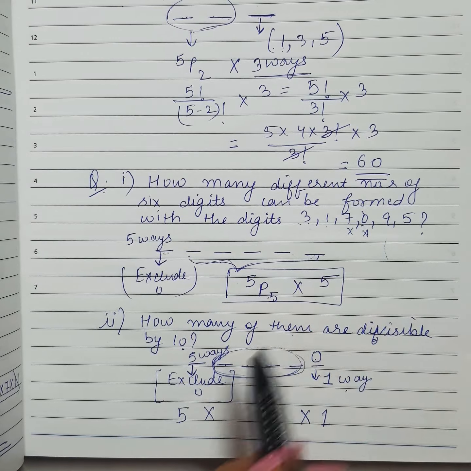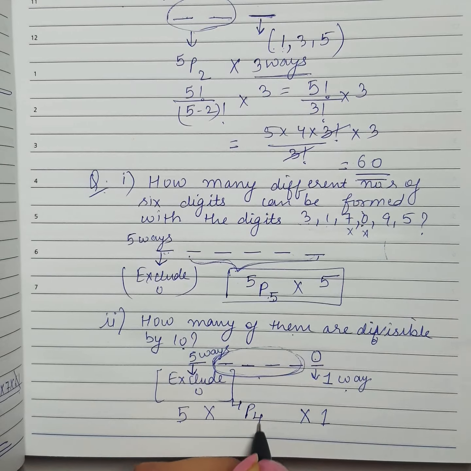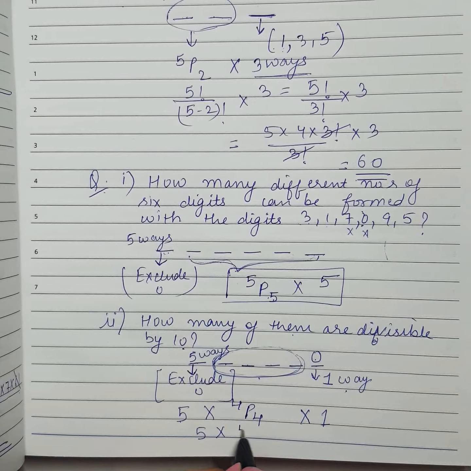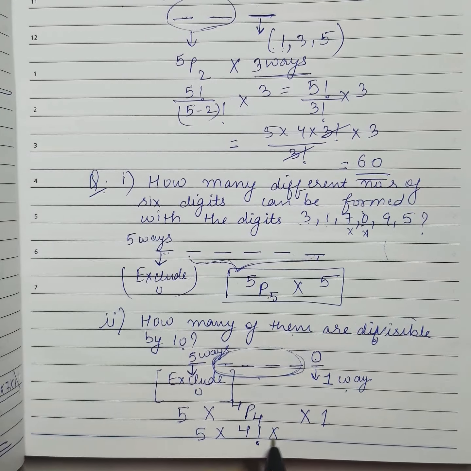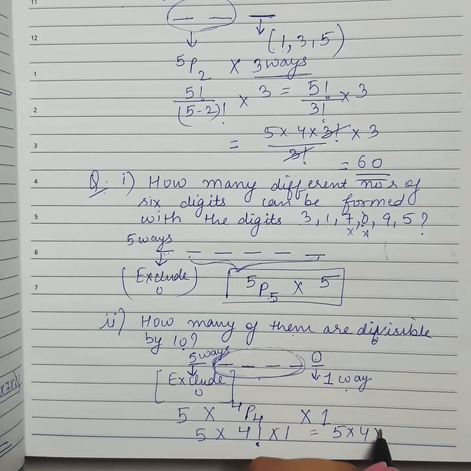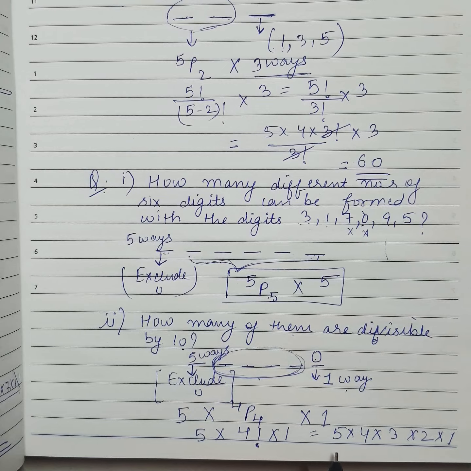So 4 digits are to be filled in 4 places. Clearly it is 4p4. So 4p4 is equal to 4 factorial into 1. So which is 5 into 4 into 3 into 2 into 1. 120.